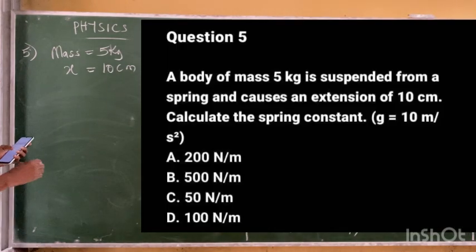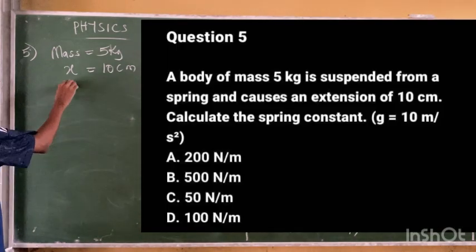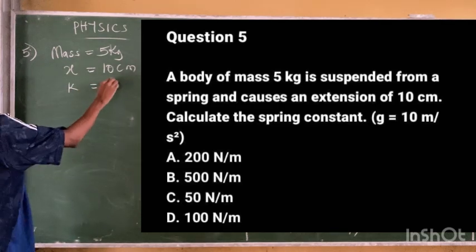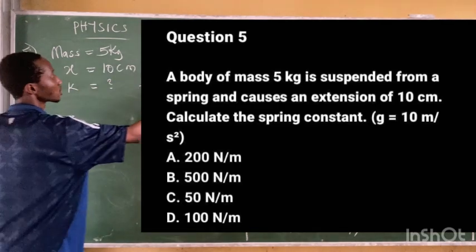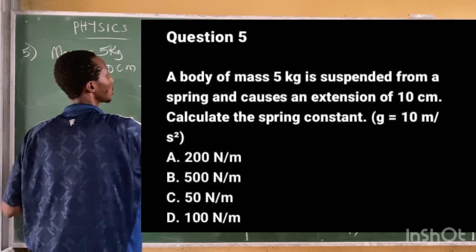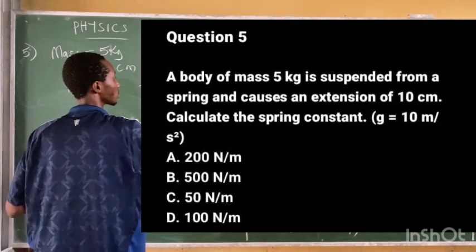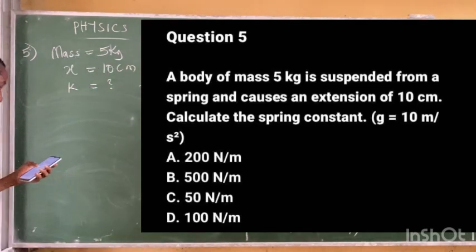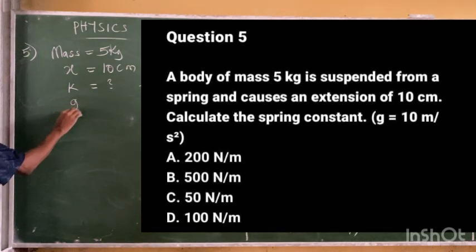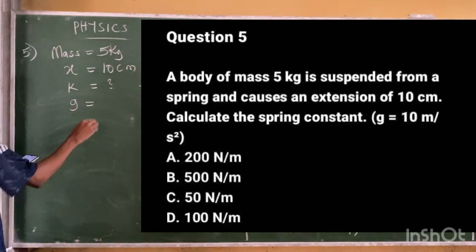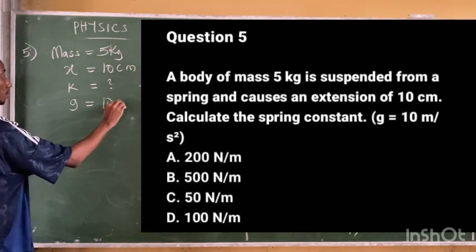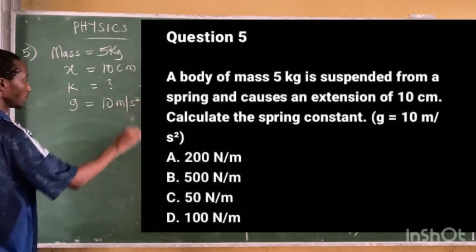They want us to calculate the spring constant. K is unknown. This is the spring constant. They also gave us from the question that we should take acceleration due to gravity g to be 10 meters per second squared.